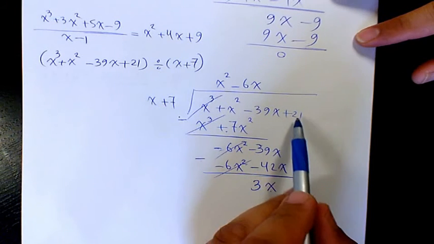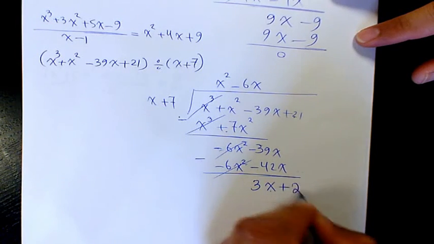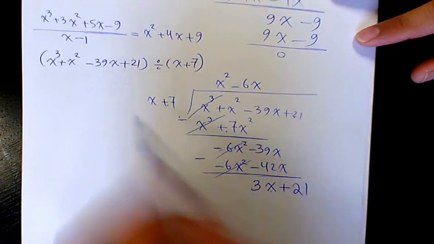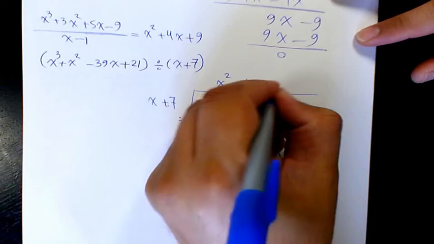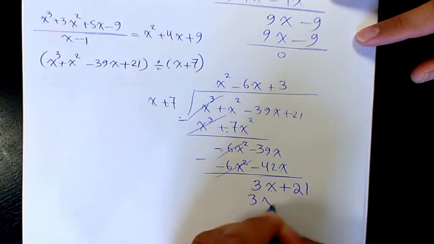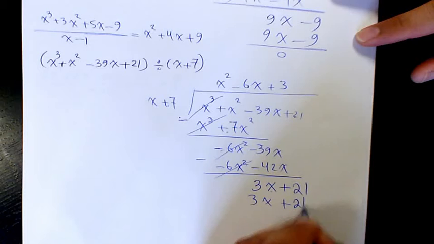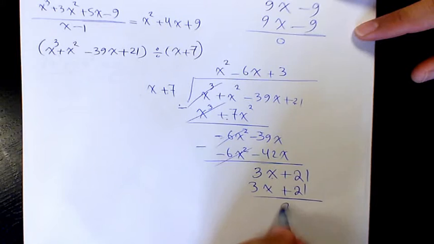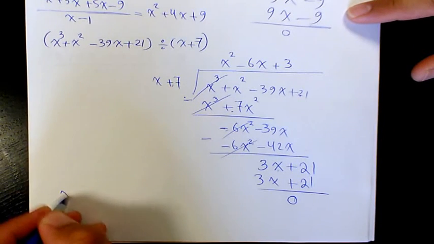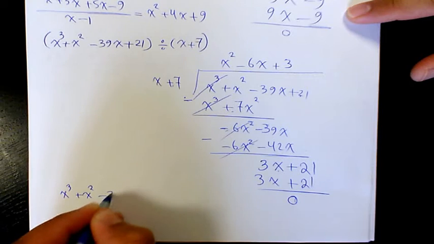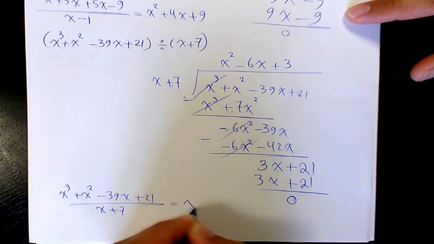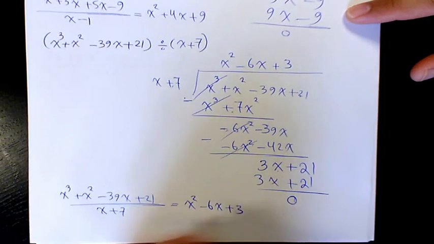3x. Then you bring the last number down, because again you need to have always the same number of terms as in divisor. So 3x divided by x is going to be 3. 3 times x, 3x. 3 times 7, 21. So 3x plus 21 minus 3x plus 21 is going to be 0. So x cubed plus x squared minus 39x plus 21 divided by x plus 7. That's going to be x squared minus 7x plus 3.